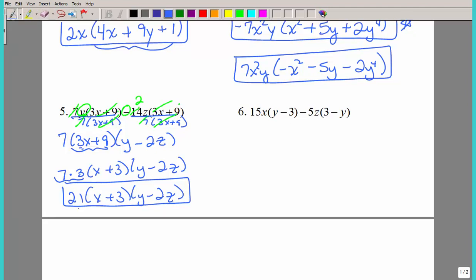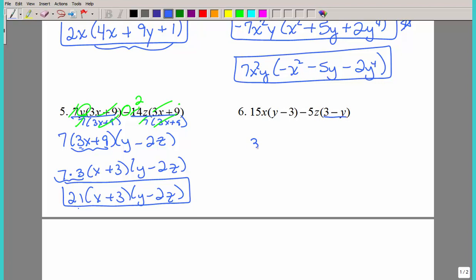All right, let's look at number 6. If we look at those coefficients, 15 and 5, yes, those are both divisible by 5. And so that's probably going to be a common factor. But let's look at those parentheses, y minus 3 and 3 minus y. Not quite the same. Let's see if we could make them the same by doing some manipulation.